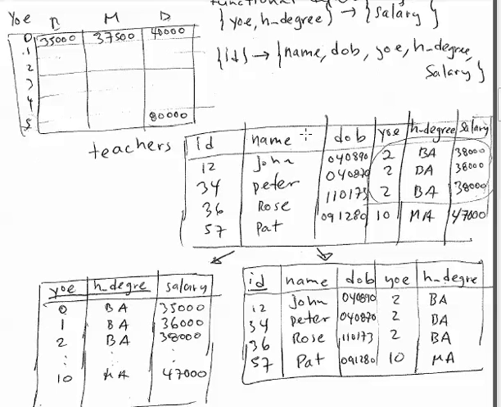So the teachers table, which was not a good table because of the problem that we found with the functional dependency, we divided into 2 tables. Okay.